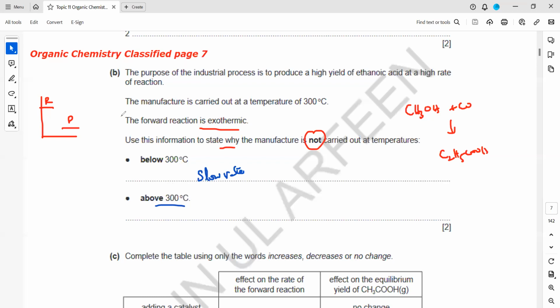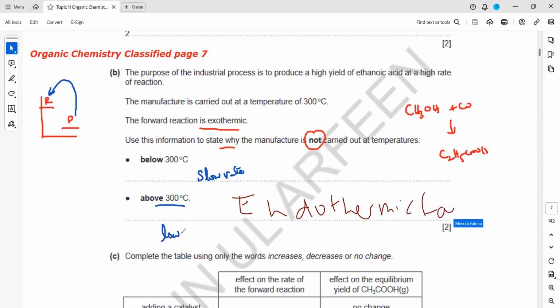And if the temperature is above 300, for an exothermic reaction, when we increase the temperature, equilibrium will shift toward the left hand side. So as a result, we'll have a lower yield. Or you can also say the backward reaction is endothermic, so the equilibrium shifts toward the left hand side, or the yield will decrease. Only writing endothermic will not score the mark. You have to mention the backward reaction is endothermic, so increasing the temperature above 300 will shift the equilibrium toward left, or it will lower the yield.